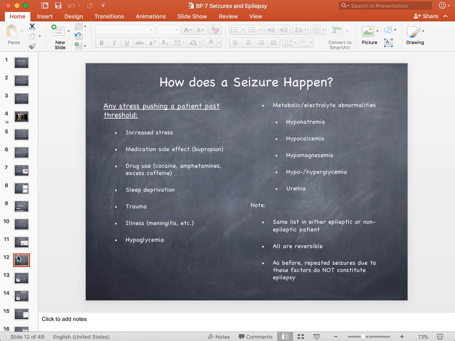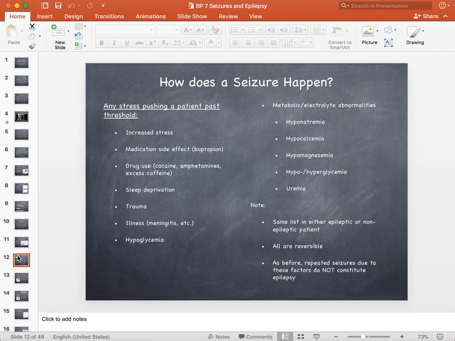Metabolic or electrolyte abnormalities. The big one here is hyponatremia, so low blood sodium. Otherwise, hypocalcemia, hypomagnesemia, hypo or hyperglycemia, just to mention that again, or uremia in certain patients can all do it. One thing I want to point out, this is the same list whether or not you have epilepsy. So the patient who doesn't have epilepsy but has way too much of one of these can seize.